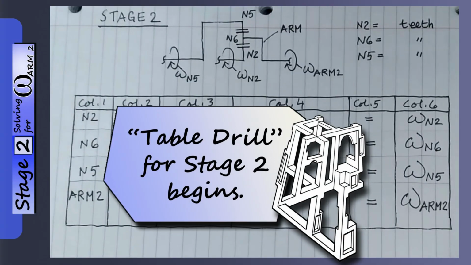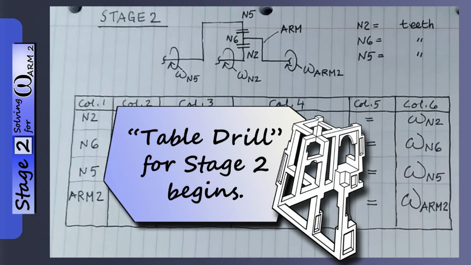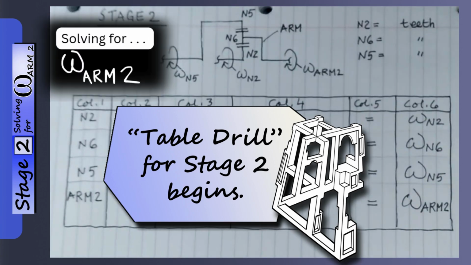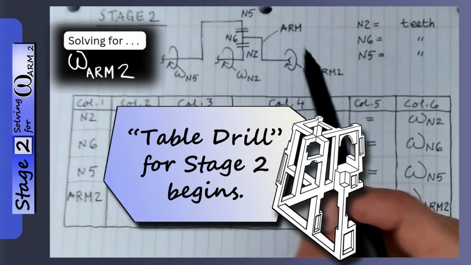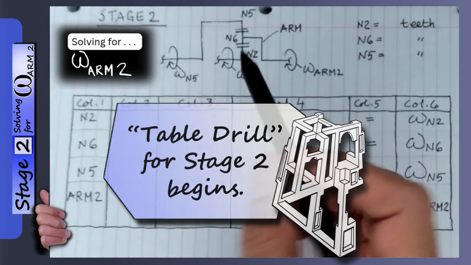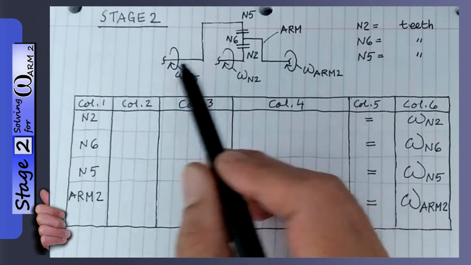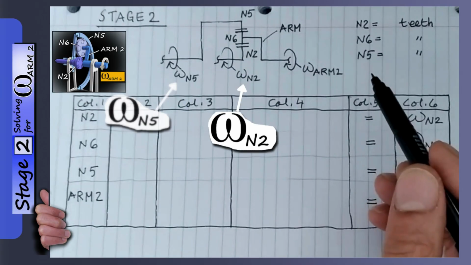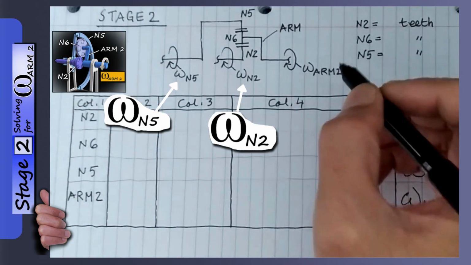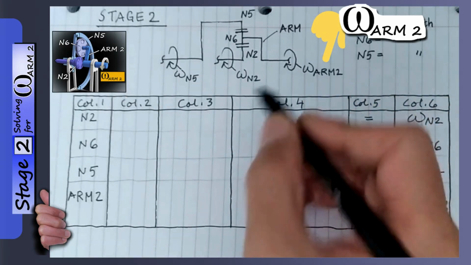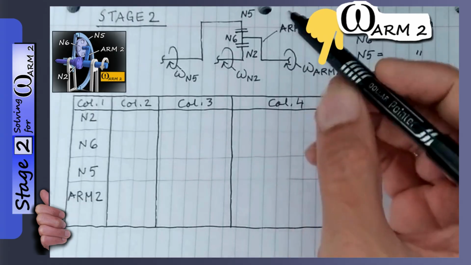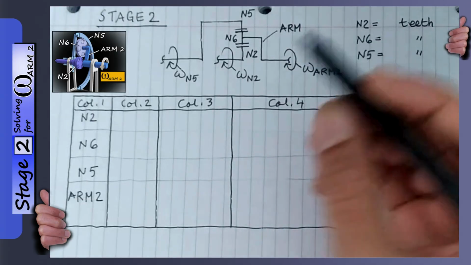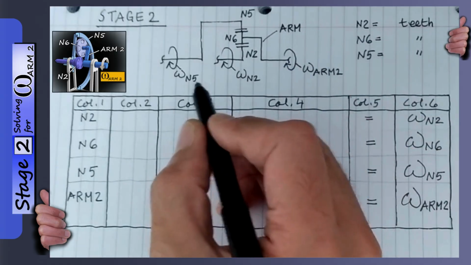So now we are ready to do stage 2 and solve it. When I say we solve it, what I mean is that stage 2, just like stage 1, is a simple epicyclic gear train. We will need two inputs to get the output. And in this case, this is the output we are looking for. So draw the diagram, mark the inputs.